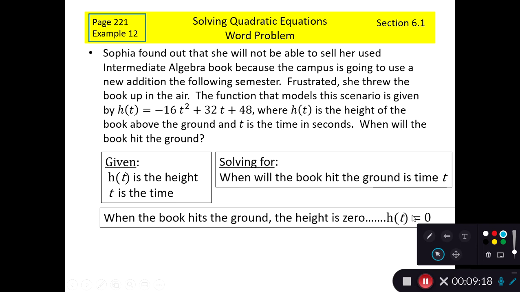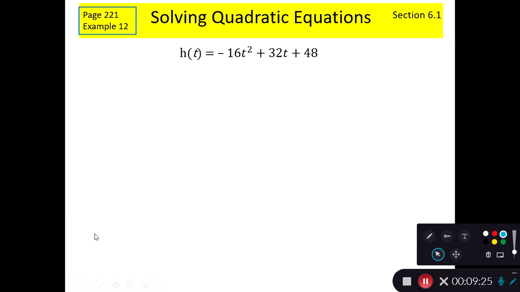h of t is the height, 0. h of t here is 0. So, h of t, this is the equation they're giving us. h of t, the height, is 0 when it's on the ground. So all we have to do now is solve for t, the time.